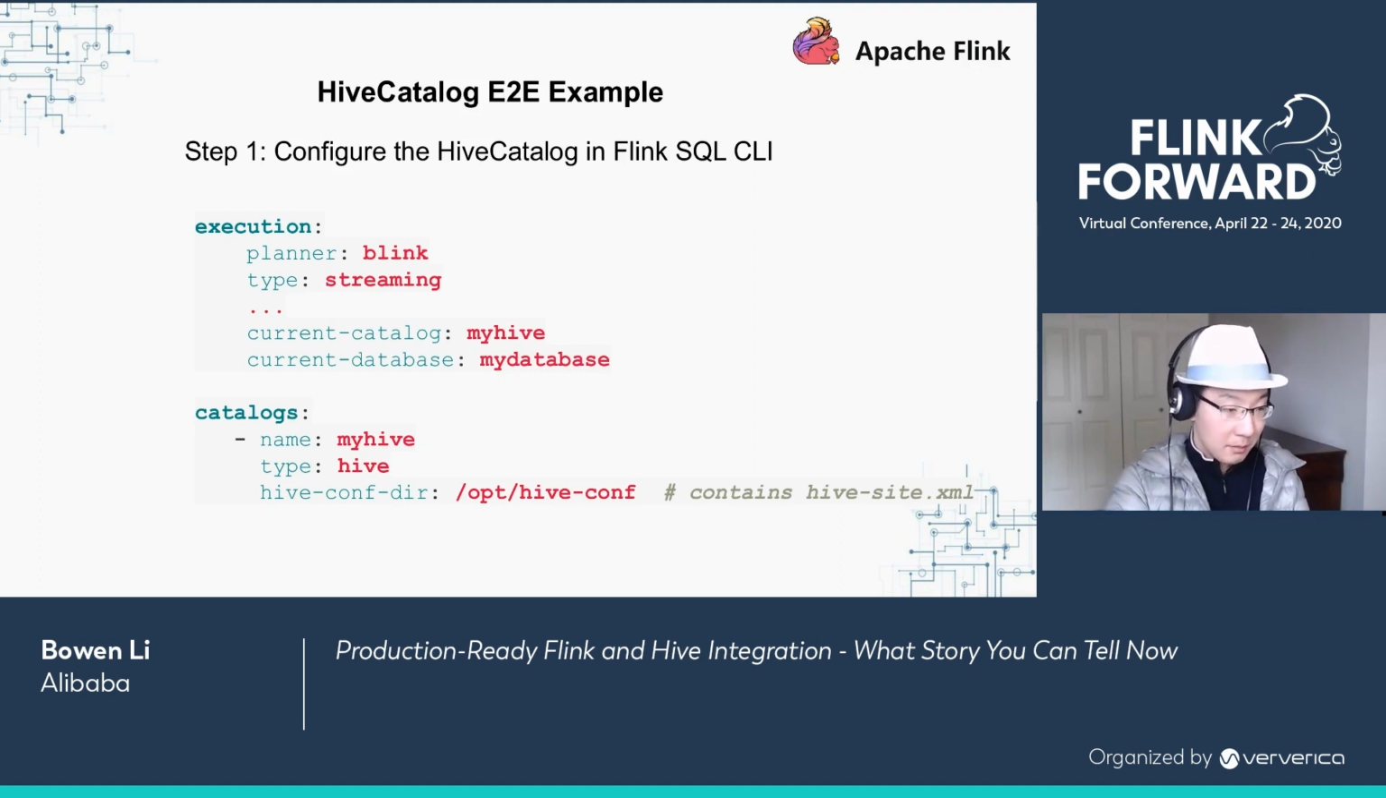Name is myhive, type is hive. We specify the Hive conf directory, and based on that, the Hive catalog will be able to figure out things like the location of the Hive Metastore, the user and password, the version of the Hive Metastore, and be able to spin up a corresponding version in Flink.